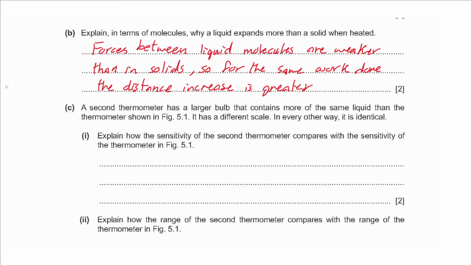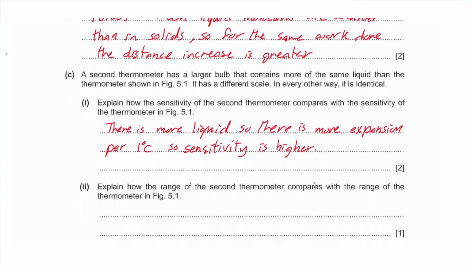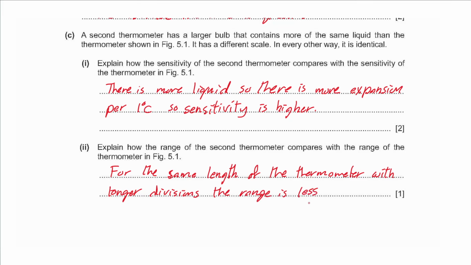Explain how the sensitivity of the second thermometer compares with the sensitivity of the first thermometer. So we say there is more liquid, so there is more expansion per 1 degree Celsius. So sensitivity is higher or greater. Part D says explain how the range of the second thermometer compares with the range of the thermometer in figure 5.1. So if it is the same length of the thermometer with longer divisions, the range is less because one division is now longer than in the previous one, so it will take less number of divisions, so less range.